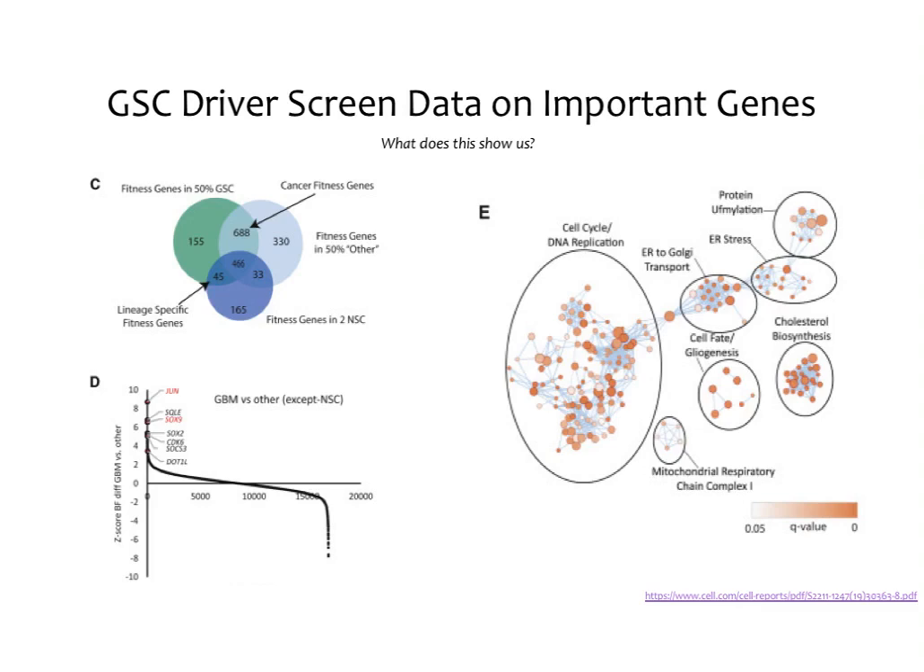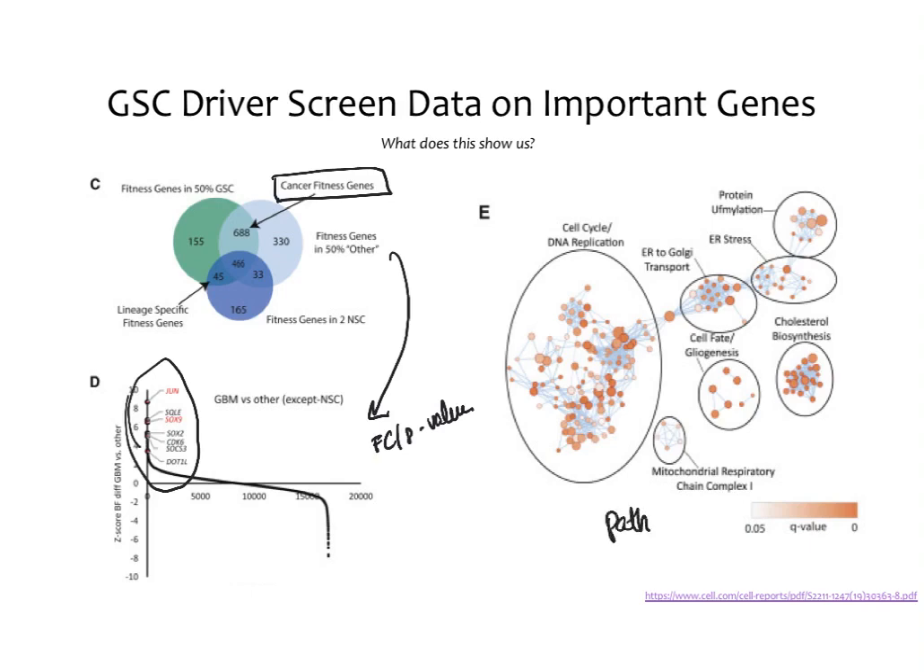So for this paper, this is what they eventually came up with. They pooled all of their different conditions, and from that they were able to identify a few genes that were specifically cancer fitness genes. This is a plot that shows basically their fold change and p-value. These are the genes that changed the most and were most significant, so the ones they're interested in looking at. And these are the pathways that were enriched.